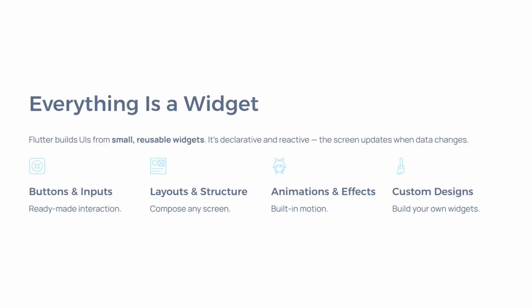In Flutter, everything is a widget. Buttons, text fields, layout, structure, custom designs, they're all widgets. Flutter uses a declarative approach, which means you describe what your UI should look like, and Flutter handles the rest. When your data changes, the UI automatically updates. You can combine widgets like building blocks to create any interface you imagine.